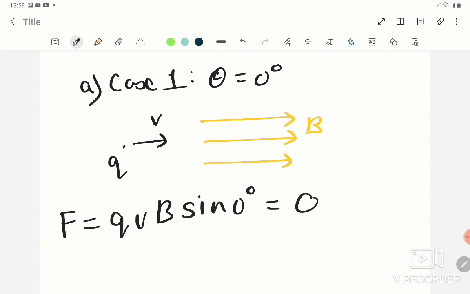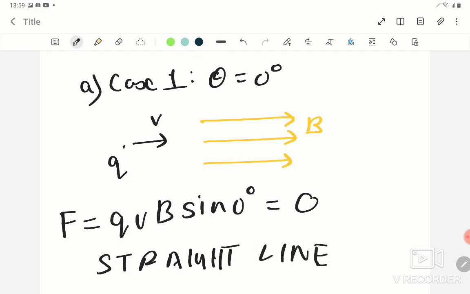This means guys, if the charge is having velocity which is in the same direction as that of the magnetic field, then there is no force acting on this charge. Guys, because there is no force acting on this charge, the motion of this charge will be a straight line motion. In other words, charge will enter the magnetic field, move in a straight line, and it will exit the magnetic field. So with this we have completed the first case. Let's move ahead to the next case.